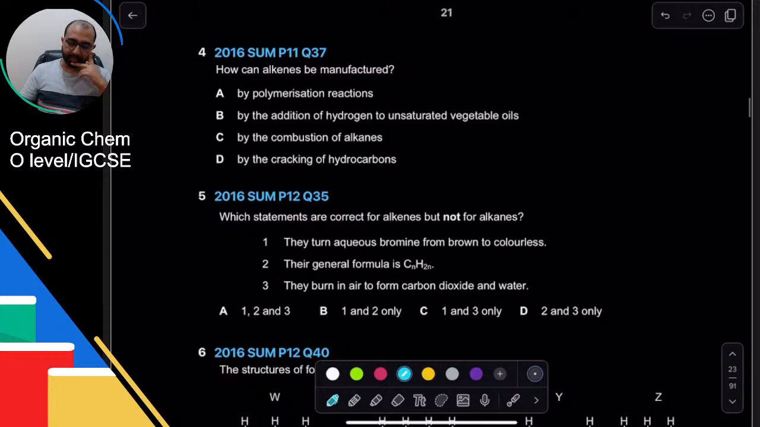How can alkenes be manufactured? How do you create alkenes? You do cracking. That is the way.